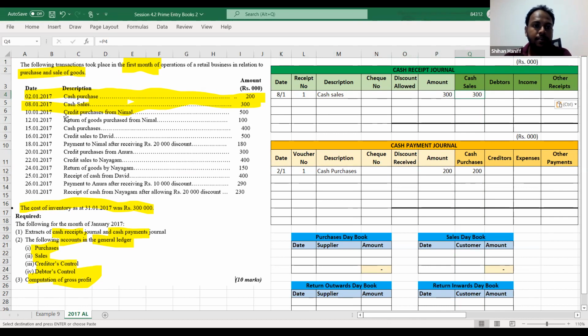Then credit purchases from Nimal. Purchasing on credit goes to the purchases day book. Nimal, 10th January, 500,000. All the values are in thousands. Don't forget to write thousands on top of the statements and journals.